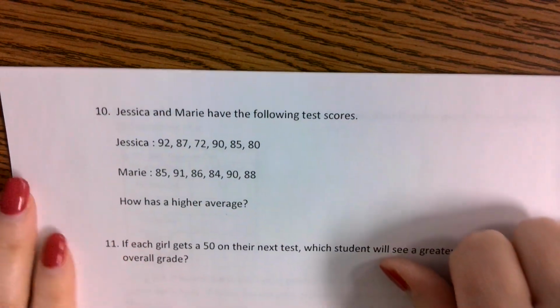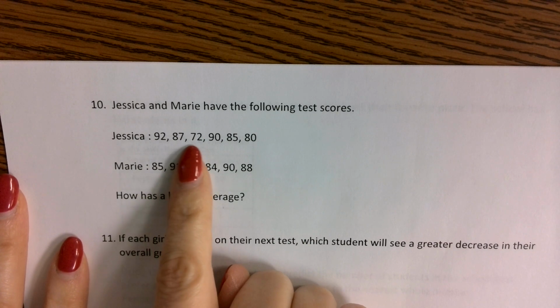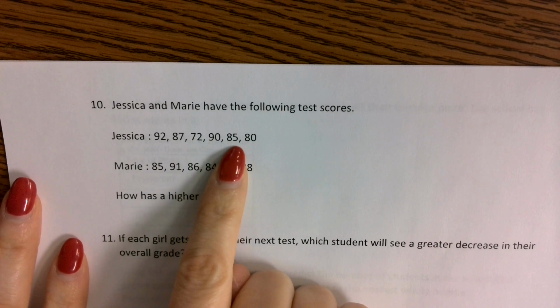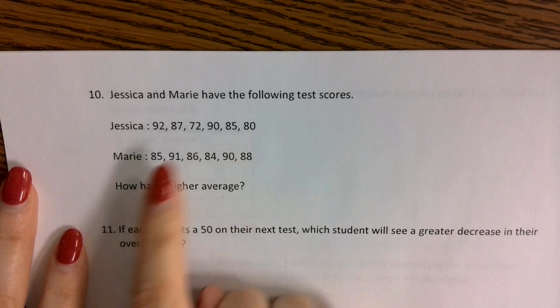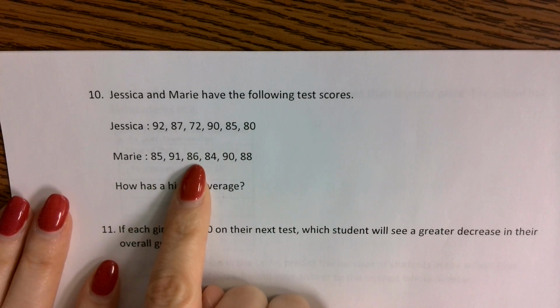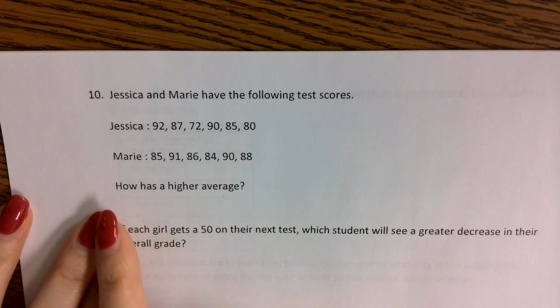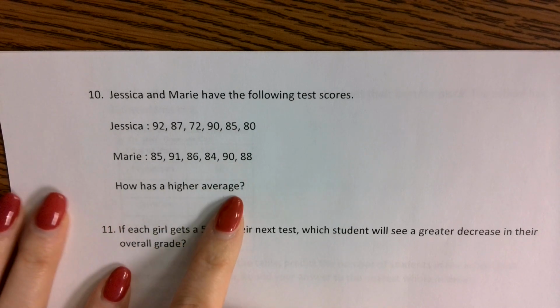All right, on the next page, Jessica and Marie have the following test scores. Jessica has a 92, an 87, a 72, a 90, an 85, and an 80. Marie has an 85, 91, 86, 84, 90, and 88. I want to know who has a higher average.